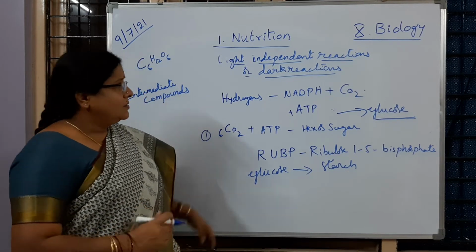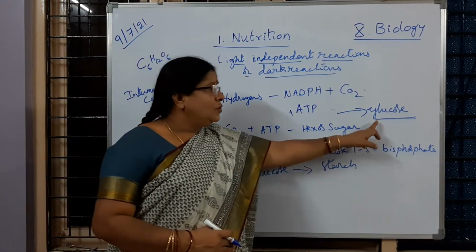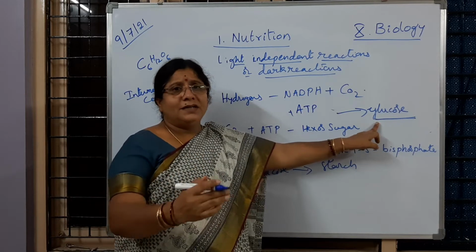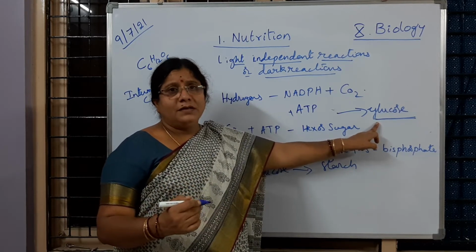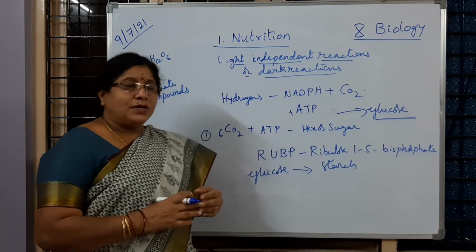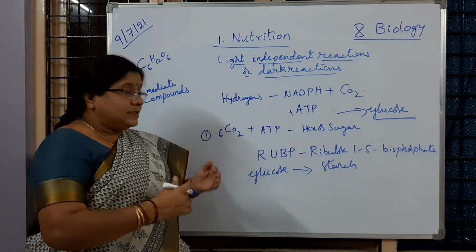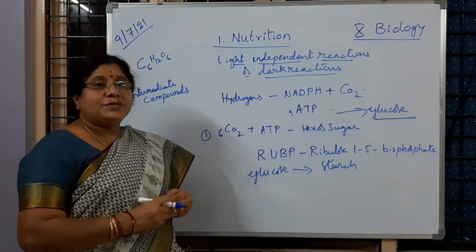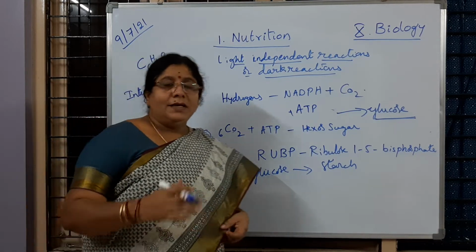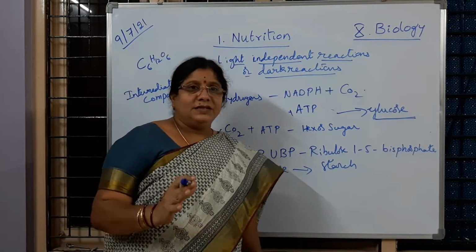Okay, so you know that glucose is the end product. Immediately that glucose is not going to be formed. Those 6 carbon atoms that are fixed are going to give different types of substances, all of which are said to have 6 carbons only. Is it clear to children?